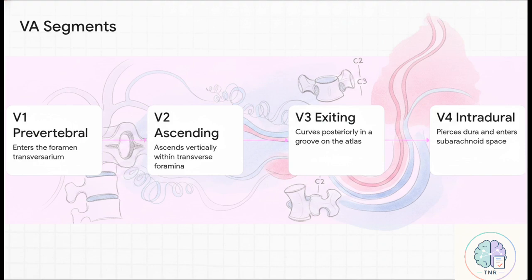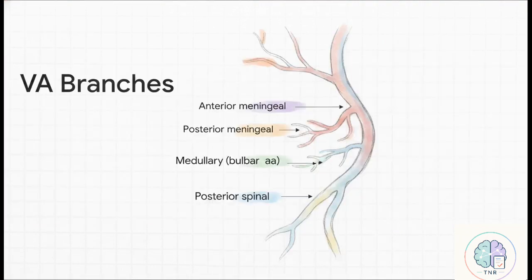Now, along this crazy intricate path, it spawns some absolutely crucial branches. Take the anterior meningeal artery, arising at C2, for instance. This thing acts as a vital collateral life raft during vascular occlusions. You've also got the posterior meningeal, the medullary or bulbar arteries, and the posterior and anterior spinal arteries. Every single one of these plays a pivotal role in feeding the neuroaxis.